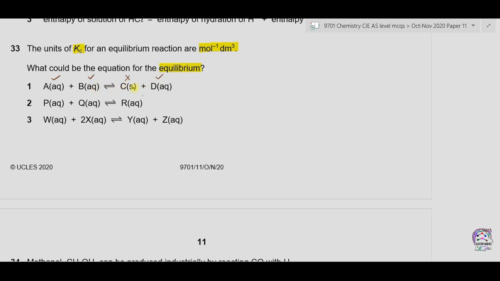Let's find the units for first equation. We have product concentration divided by reactant concentration raised to the power their number of moles, or we can write mole per decimeter cube divided by mole per decimeter cube for A into mole per decimeter cube of B. So both these cancel out and the answer is per mole decimeter plus 3. So option 1 is correct.